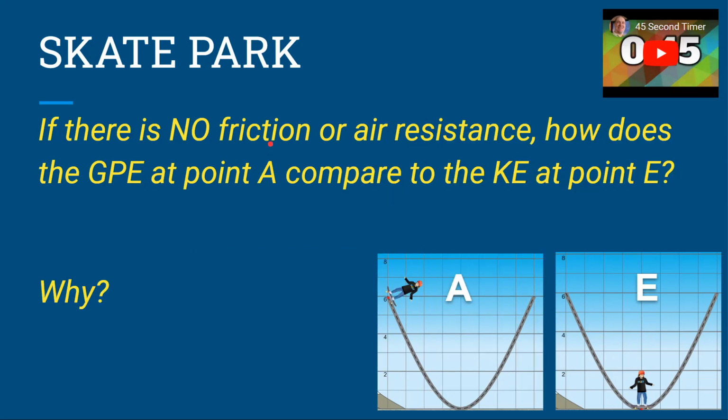Okay, if there is no friction or air resistance, how does the gravitational potential energy at A compare to the kinetic energy at E? Does he have more gravitational potential energy at A or more kinetic energy at E, or are they the same? They should be the same. Okay, they should be the same. Anybody know why? There's a name for why. Anybody know what it is? We haven't talked about it yet.